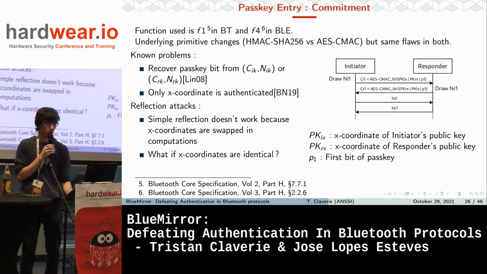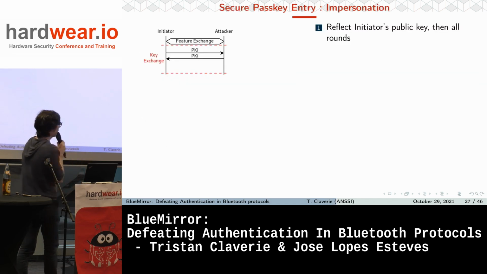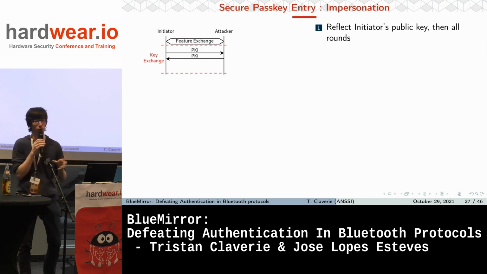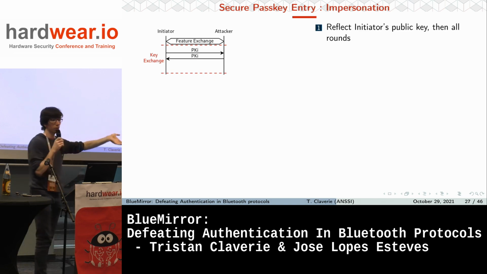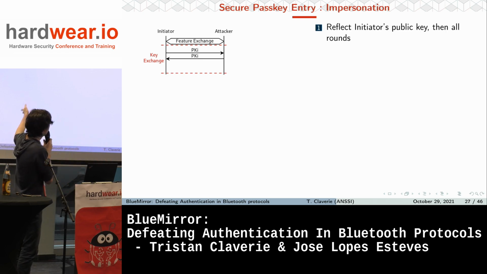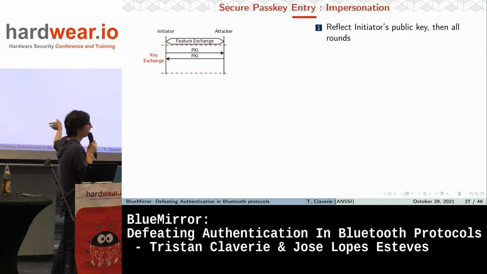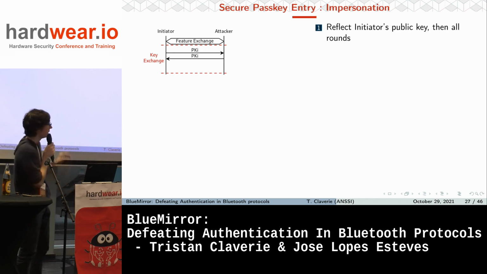But what if your X coordinates are identical? In that case, you are able to mount an attack, and you can actually mount an impersonation on this protocol. This is an example. So imagine initiator and responder want to pair, and as an attacker, you've performed a machine in the middle. So the user inputs the passkey from the initiator into the responder, and as an attacker, you don't have access to it. The initiator sends you its public key, you just reflect it.